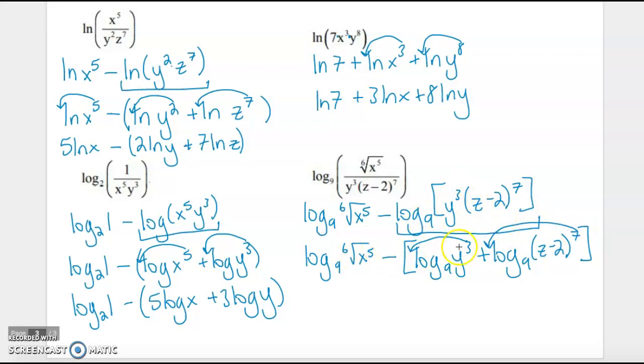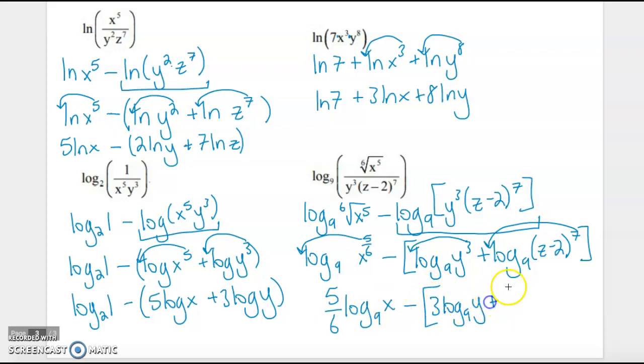And then remember, we can rewrite this instead of doing the 6th root of x to the 5th, this is secretly x to the 5/6 power over index. And so that exponent can come down too. So you'll have 5/6 times log base 9 of x minus parentheses or brackets 3 log base 9 of y, it's just regular y now, regular x, plus 7 log base 9 of z minus 2.